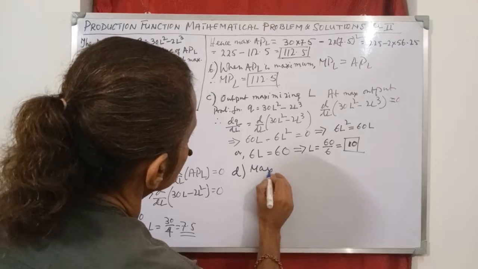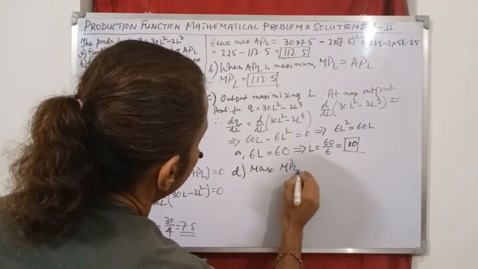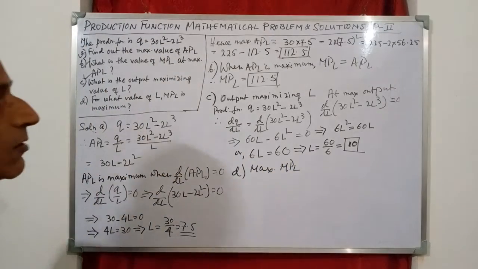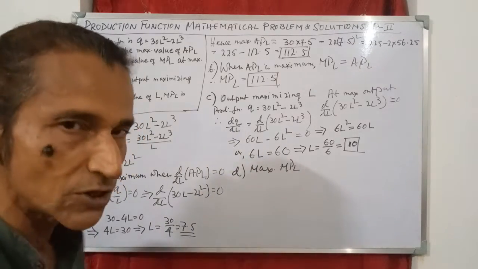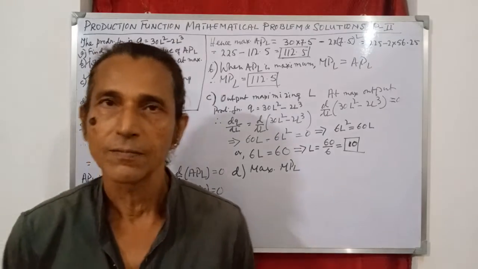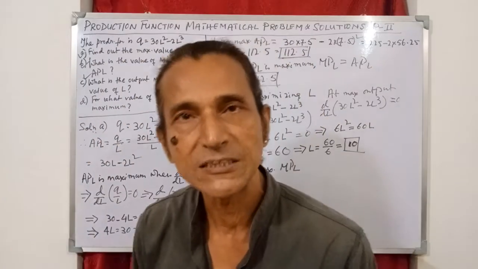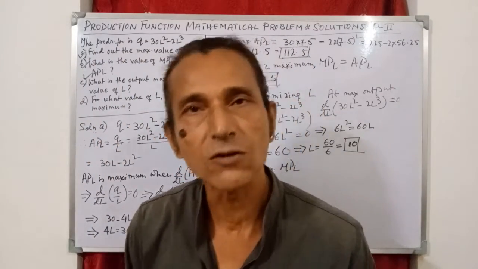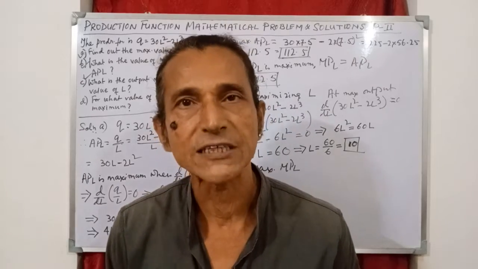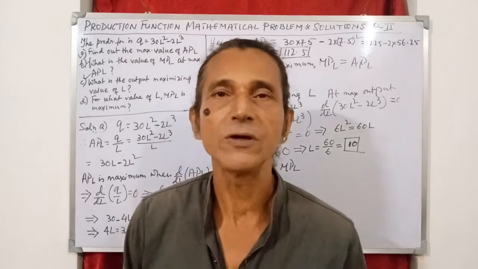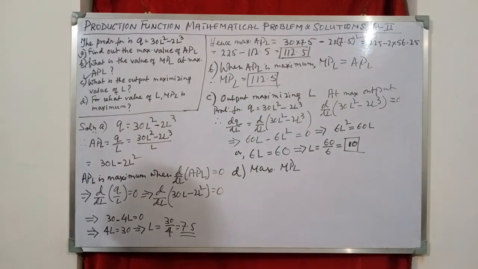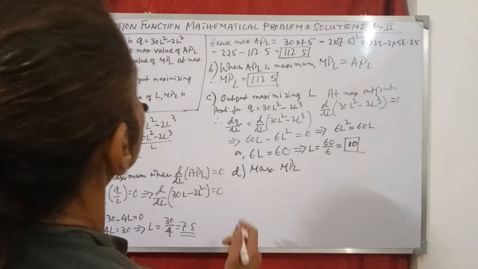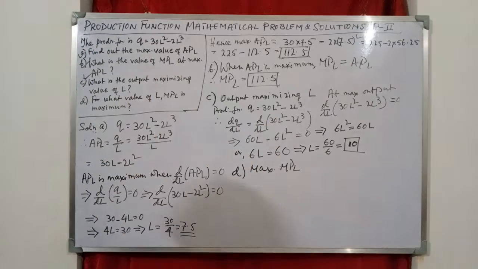That is max MPL. Now MPL is maximum when d/dL of MPL is equal to 0. Right? When APL is maximum, d/dL of APL is equal to 0. When MPL is maximum, d/dL of MPL will be equal to 0. Right? Now what is MPL?